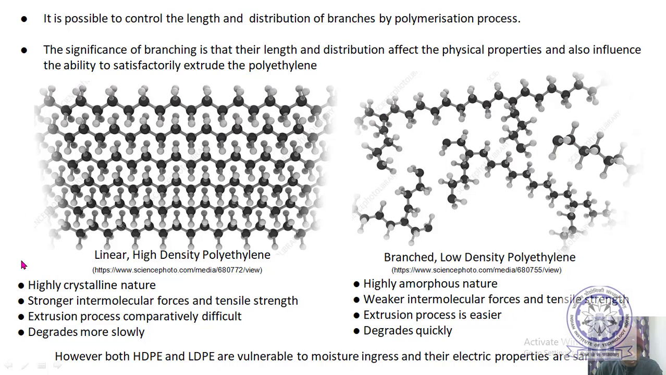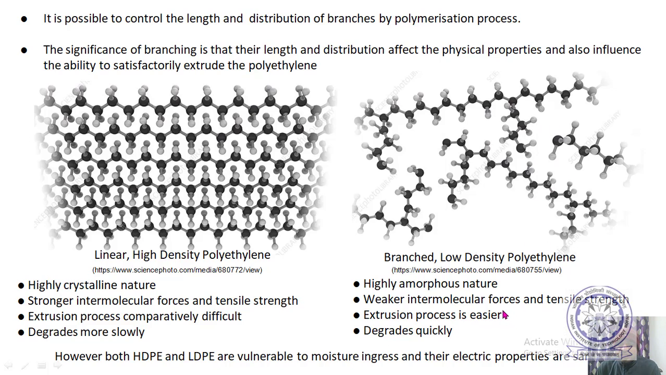So here this is HDPE, high density polyethylene, with linear chains and with more forces between them. And this is branched low density polyethylene. Here you can see there are branches, and this structure is not in general a crystalline structure, but more amorphous in nature. It has weaker intermolecular forces and tensile strength, because relatively the distances are more, so less tensile strength also.